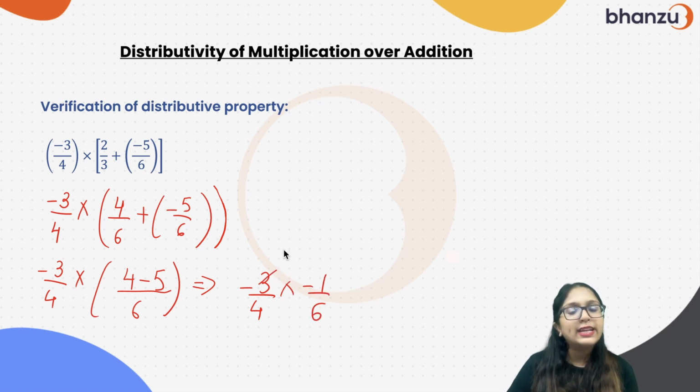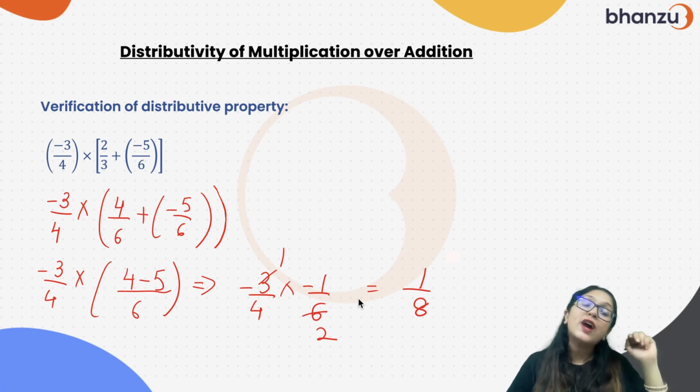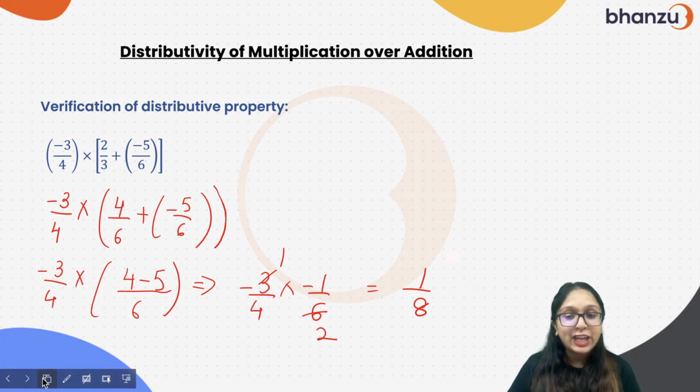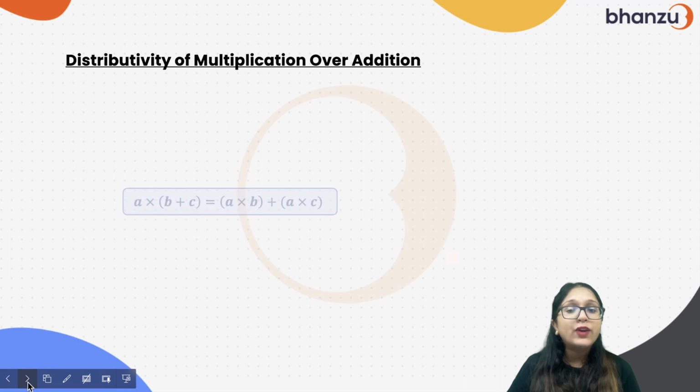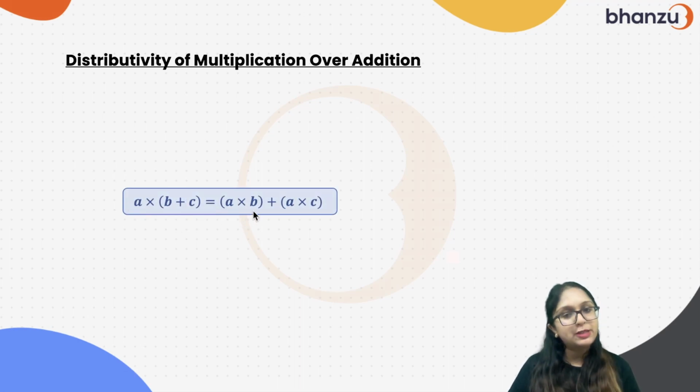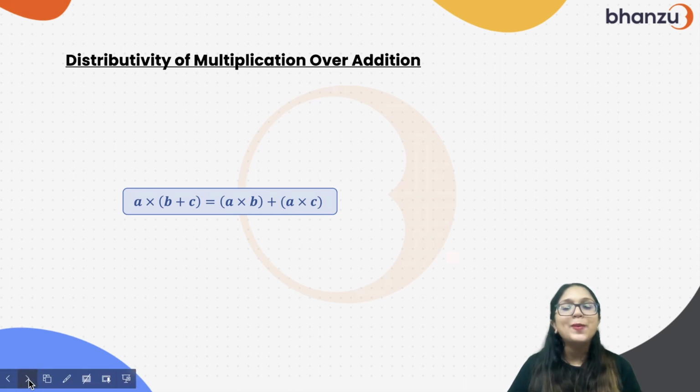Okay, so 3 times 1 is 3, 3 times 2 is 6. So this is going to be 1 over 8. Minus 1 multiplied by minus 1 is positive 1. So this is 1 over 8. Hence we have verified. What we have verified over here is A multiply B plus C is equal to A times B plus A times C. Isn't it proved now? Yeah.